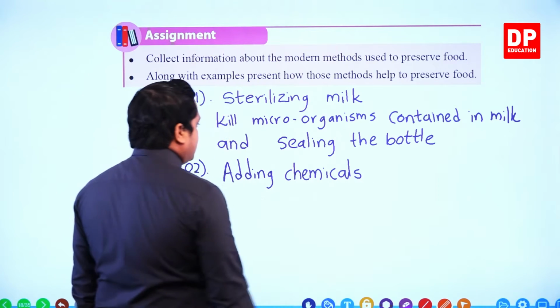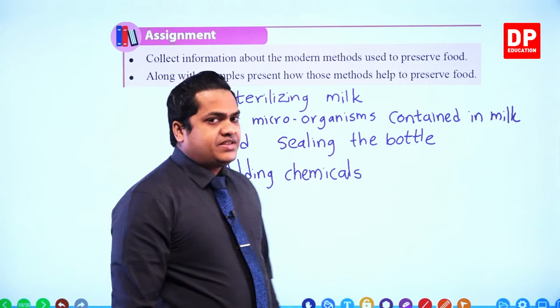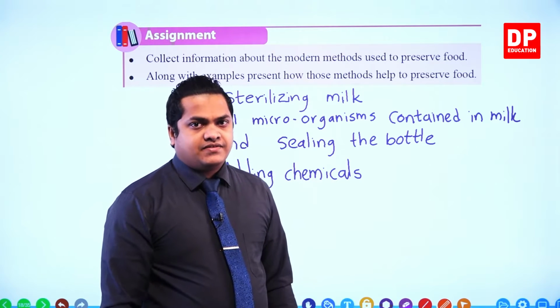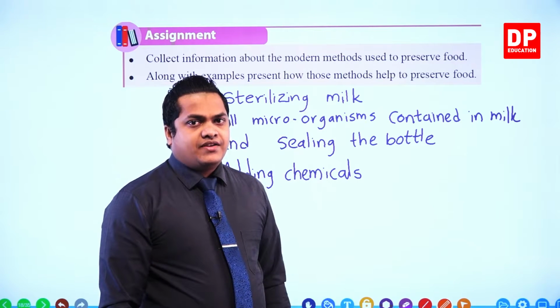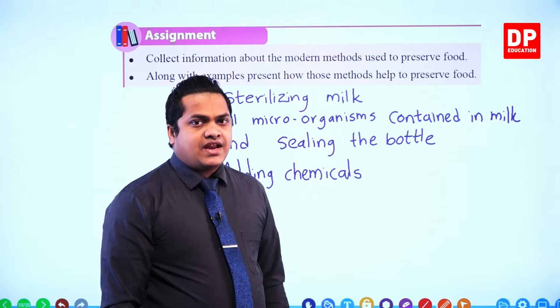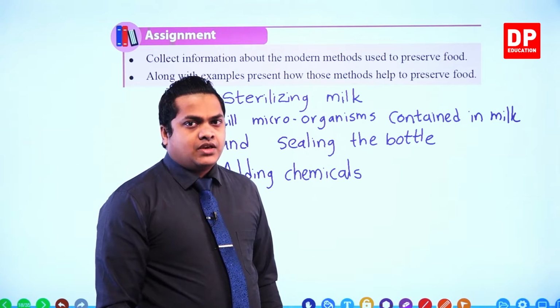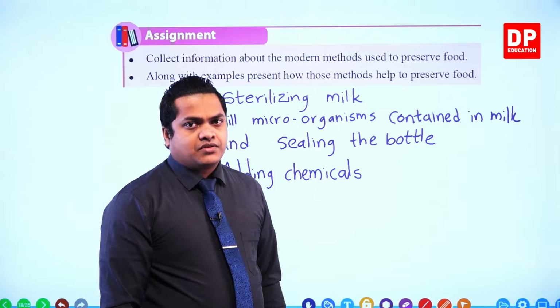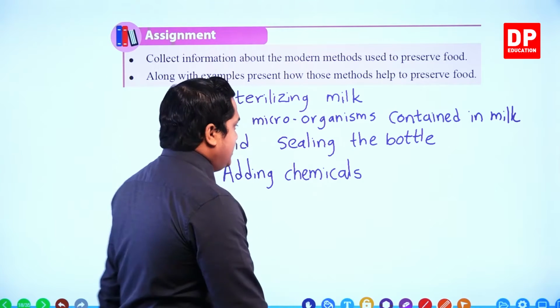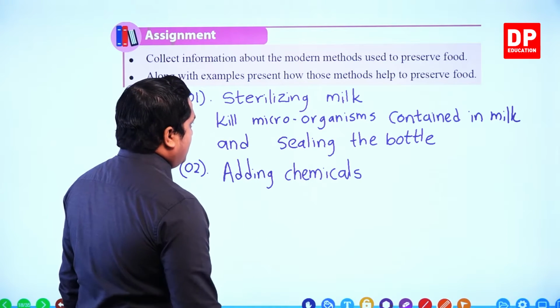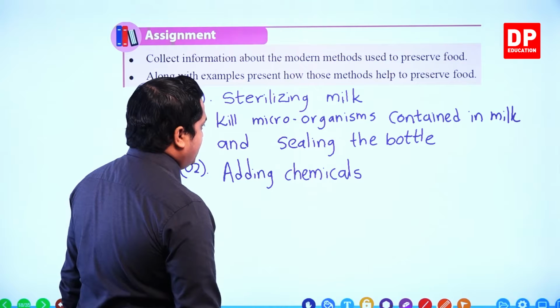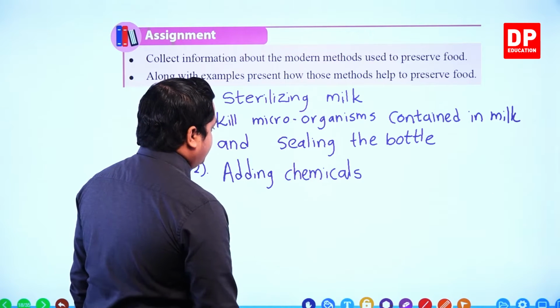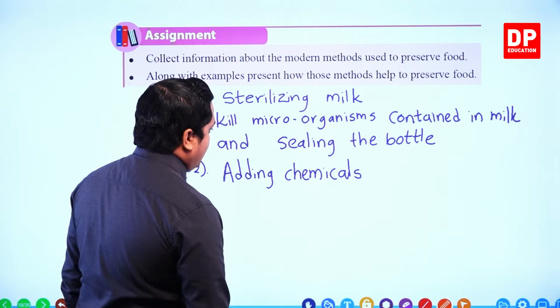So these chemicals are referred to as preservatives and additives. So we can add different kinds of preservatives and additives to the food item in order to destroy microorganisms and in order to minimize the growth of microorganisms. Okay, so for the earlier one, we wrote that as sterilizing milk. Now for the second one, we can write down adding chemicals.